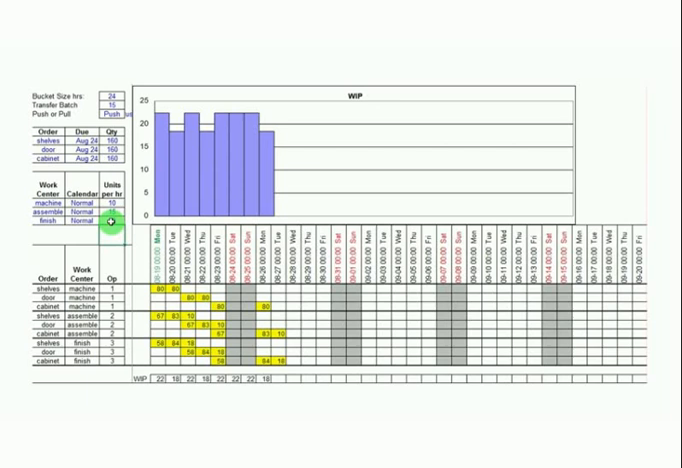Now, we have also realized that it is the rate of production of the slowest machine which is deciding the throughput of the system and also the inventory within the system.